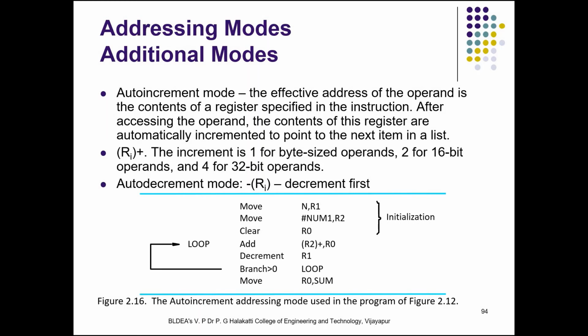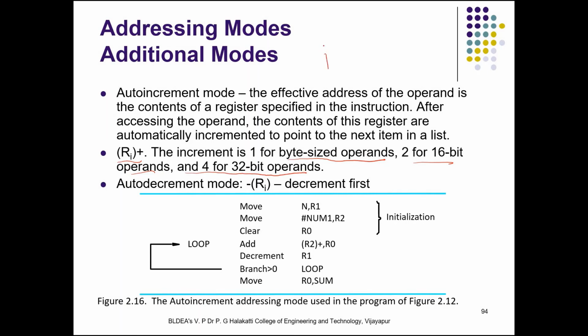In auto increment mode, the effective address of the operand is the content of a register specified in the instruction, and after accessing the operand, the content of this register is automatically incremented to point to the next item in a list. Say for example, in auto increment, we have here Ri in parenthesis plus. It means the increment is 1 for a byte-sized operand, 2 for a 16-bit operand, and 4 for a 32-bit operand.